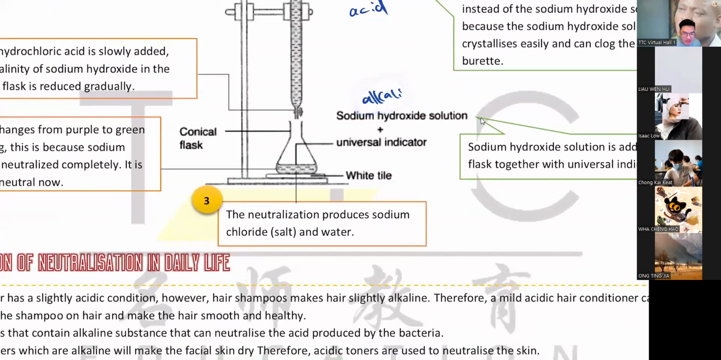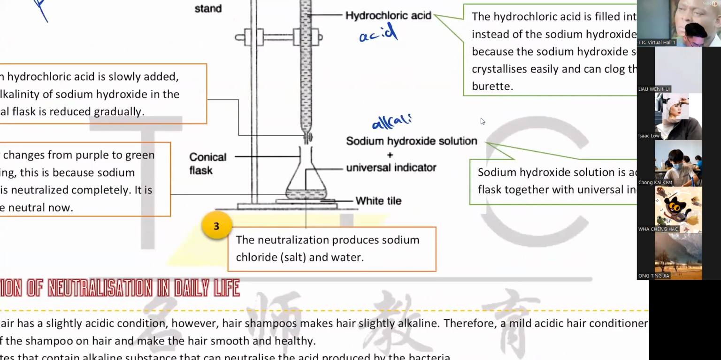All right, so that's the thing. Acid is colorless. Alkaline is also colorless. So how do you tell when neutralization takes place? We will use something called a universal indicator.